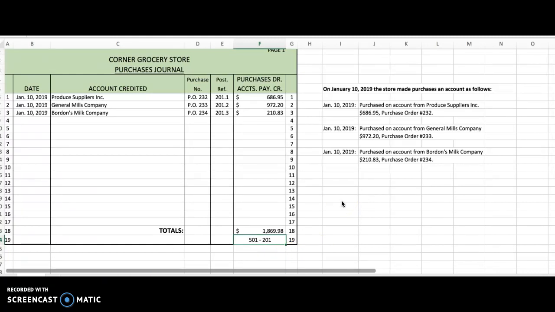So now we have looked at 2 journals, and they're very useful for companies that sell a lot of things on account. They would use a sales journal, and a company that buys things on account on a regular basis, as we see here with the grocery store, would use a purchases journal.